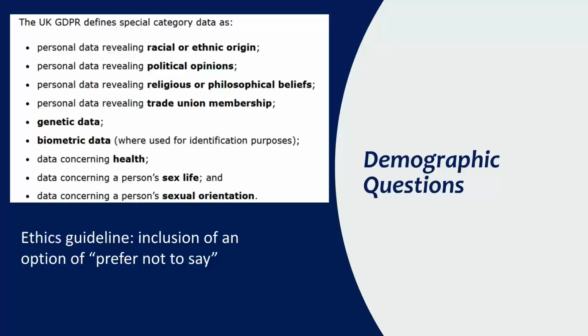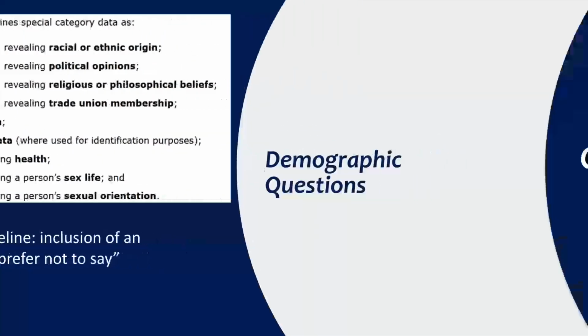Always include a prefer not to say option for any sensitive question. Take gender as a good example, one of the most commonly asked demographic questions. Under GDPR, you cannot simply offer a binary male-female option. You need to show inclusivity and respect by including options such as non-binary and prefer not to say. Getting these details right is not just a legal requirement. It is a reflection of the care and rigor you bring to your research.